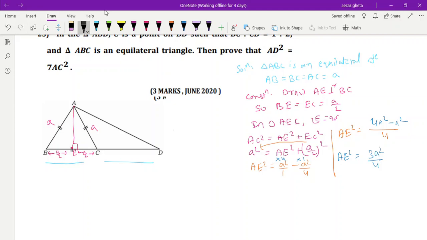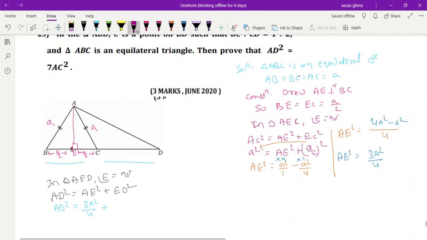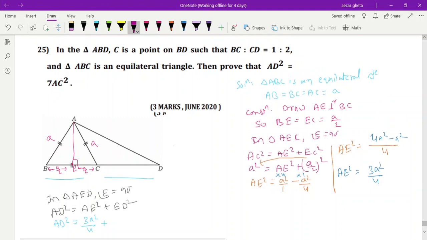Now we will take triangle AED. In triangle AED, angle E equals 90. AD square is equal to AE square plus ED square. So AD square, we don't know yet anything. AE square is what? 3a square by 4. And ED also we do not have any idea. Correct. But we have some data based on ED, I think. CD something, right? They have given that BC by CD is equal to 1 by 2.